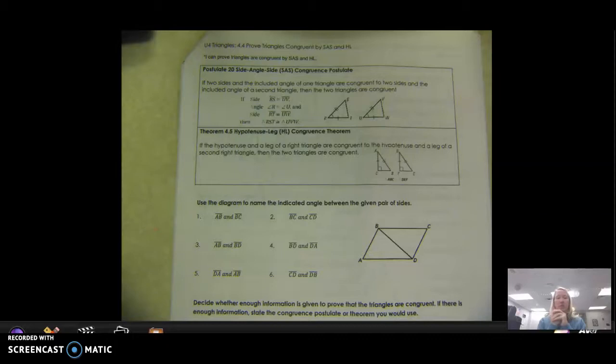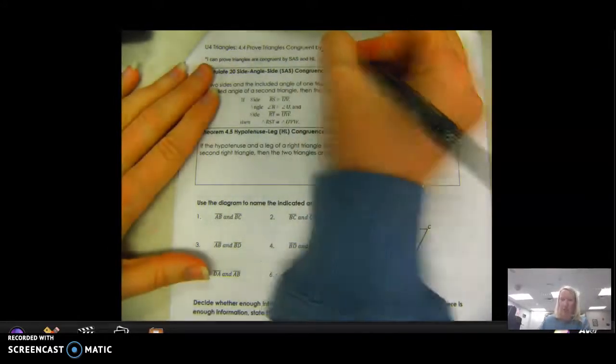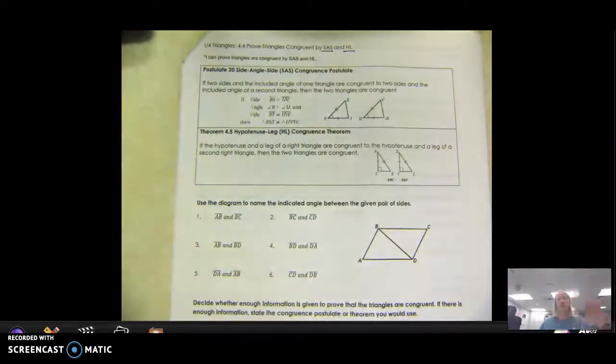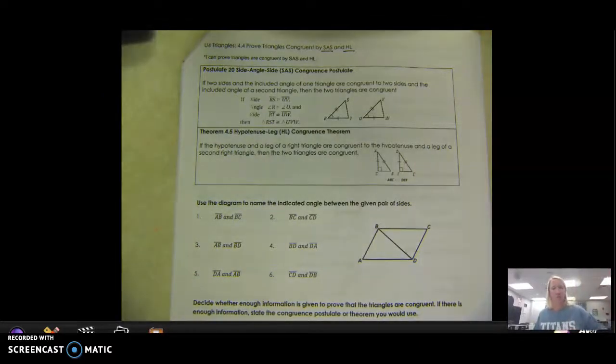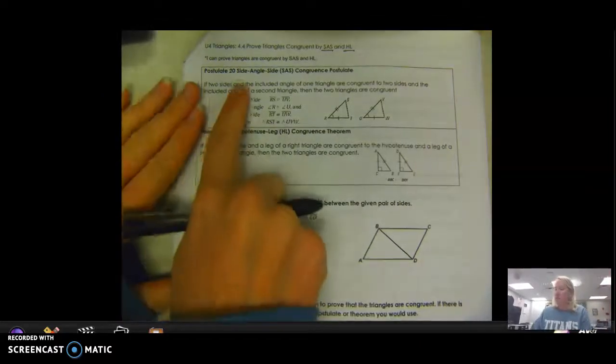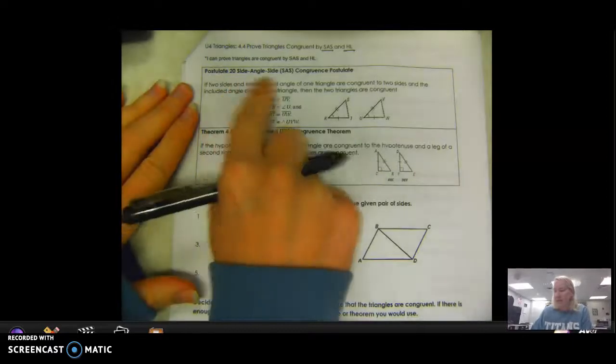Then we learned our first shortcut, which was SSS, or side, side, side, which stated that if I know that these 3 sides of a triangle are congruent to these 3 sides of the triangle, then I can say that the 2 triangles are congruent, okay? So today we are going to talk about 2 additional shortcuts. So we know side, side, side; SAS and HL are the 2 next ones that we are going to prove congruent. Okay, so SAS is side, angle, side.